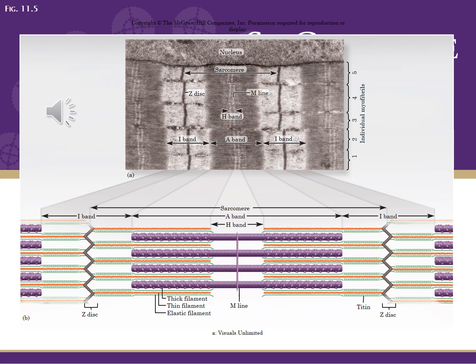The organization of myofilaments from Z-disc to Z-disc is called the sarcomere. The sarcomere is the functional unit of muscle contraction.